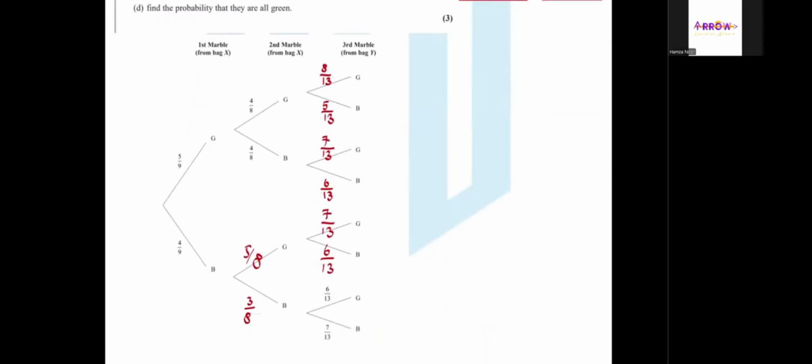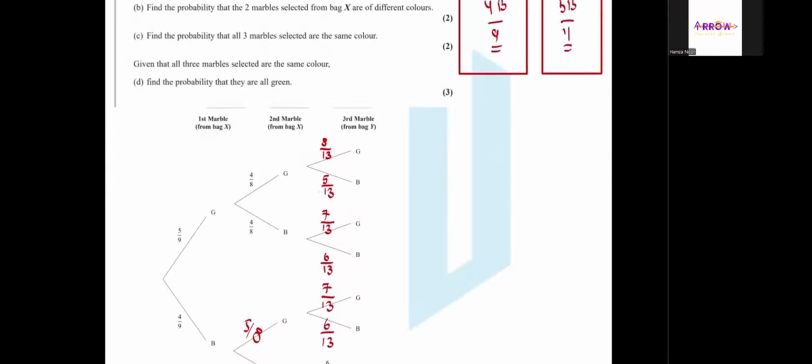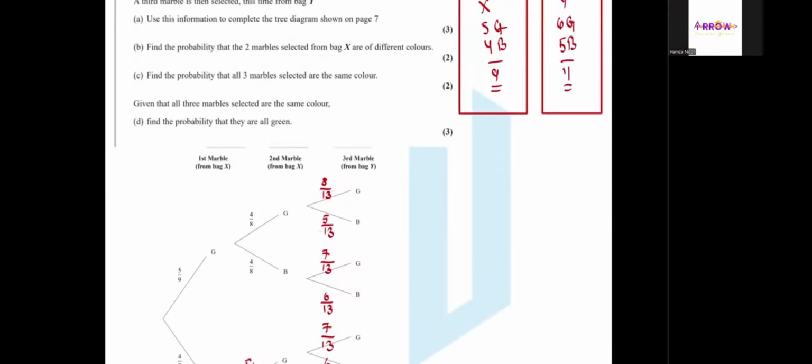Now if the first marble from bag X was green, the second marble which is blue from bag X has probability 4 over 8. Then we need to see green, blue, green now, meaning from bag Y, we need to find a green marble.